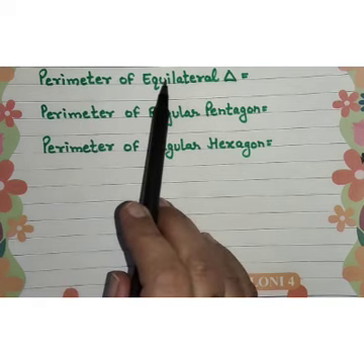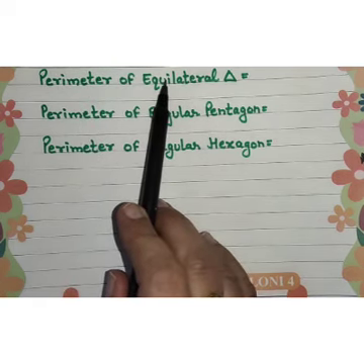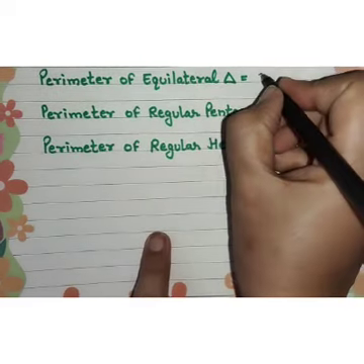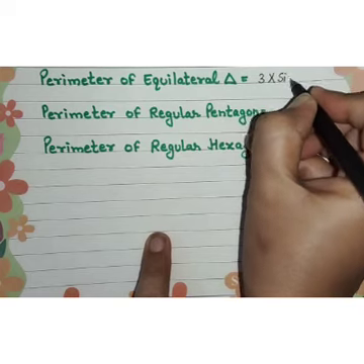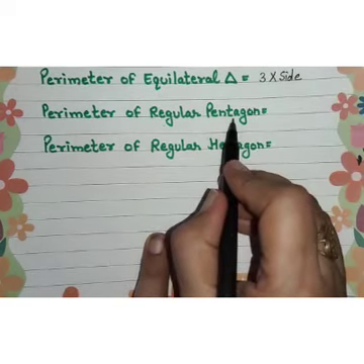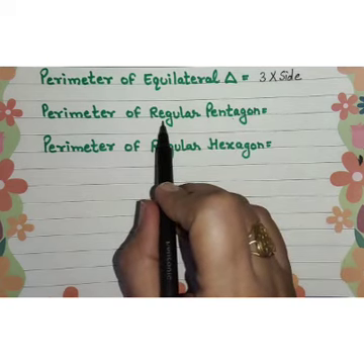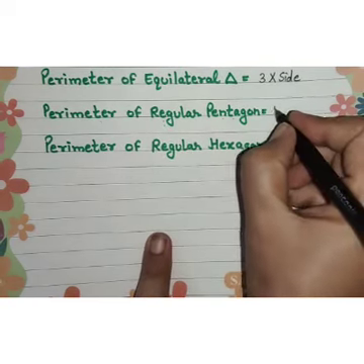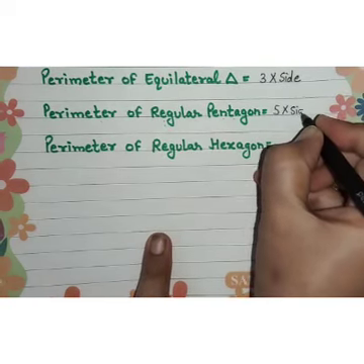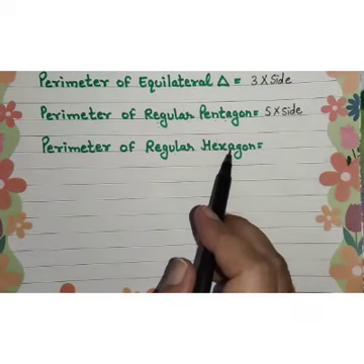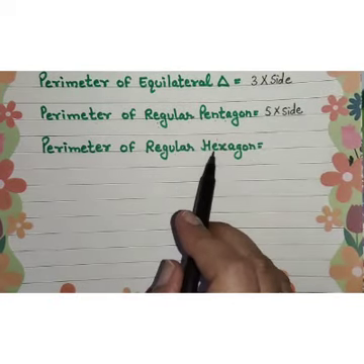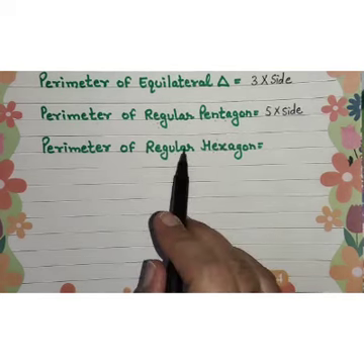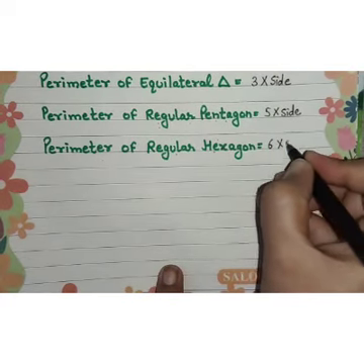Similarly, in equilateral triangle, all the 3 sides are equal. Therefore, we can say that perimeter of equilateral triangle will be 3 multiply side. Same, in regular pentagon, there are 5 sides and all the 5 sides are equal in length. Therefore, perimeter of regular pentagon will be 5 multiply side. In hexagon, there are 6 sides and in regular hexagon, all the 6 sides are equal in length. Therefore, perimeter of regular hexagon will become 6 multiply side.